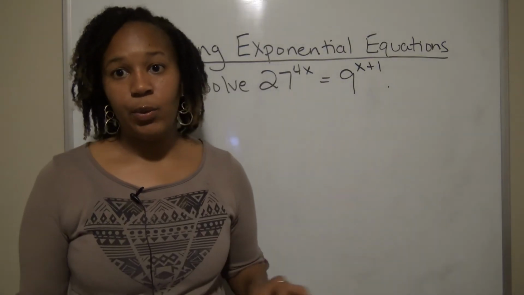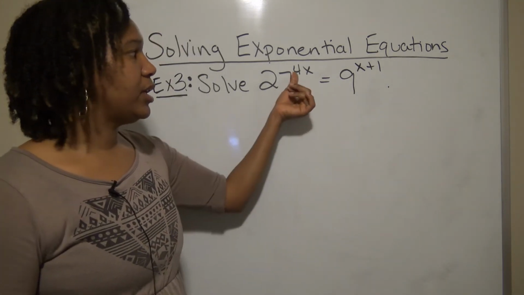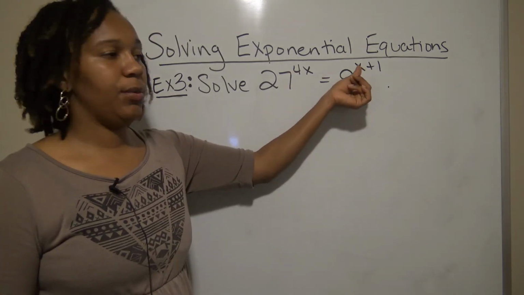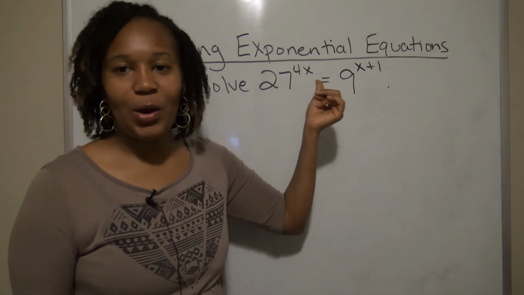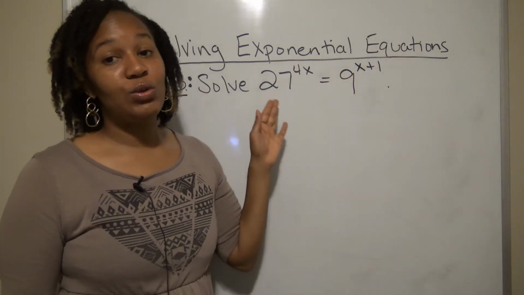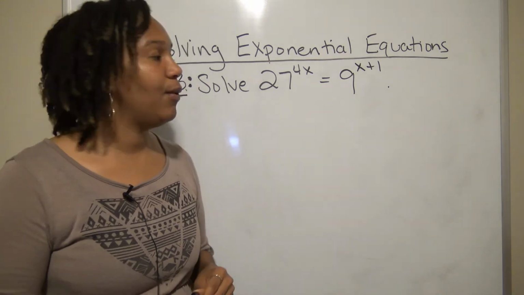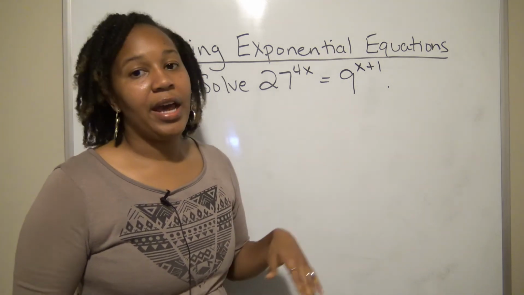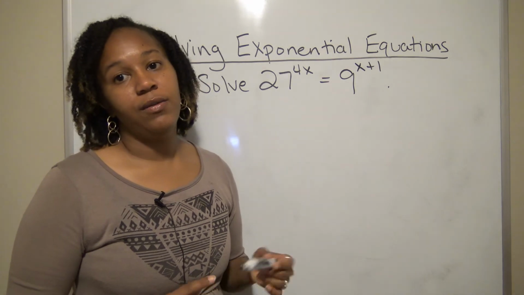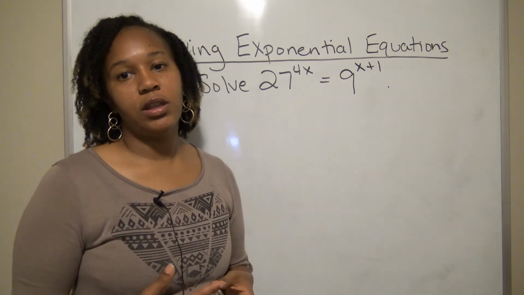Okay, in this last example, it's another exponential equation. We have variables in the exponents. And if you look, now we have two different exponents with variables, but it's the same variable, so we can solve for it. 27 and 9, neither one of those is prime, but we want to see if we can rewrite both of those so that they have the same base.